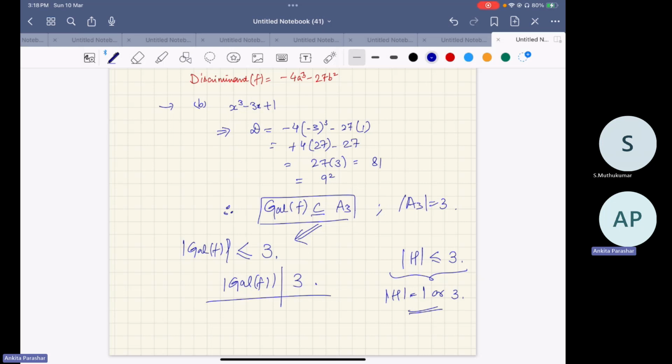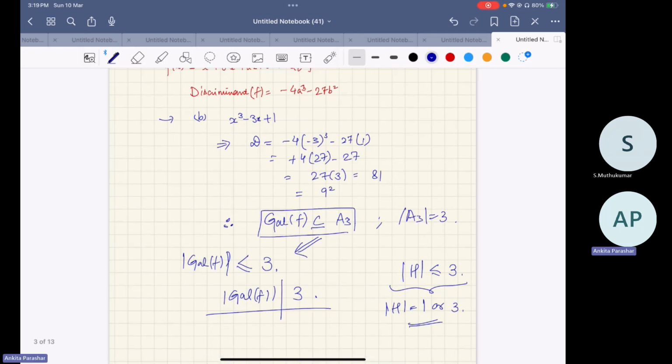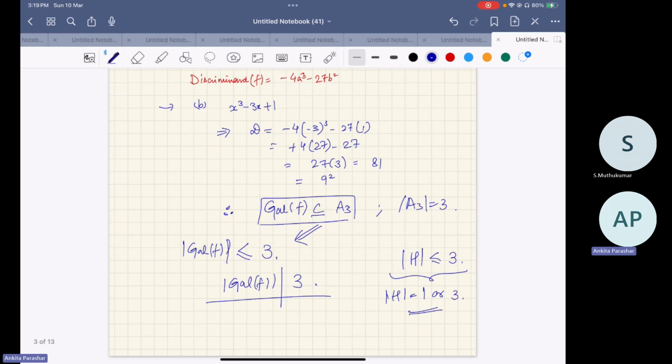You just have to claim that it cannot be 1. When would the degree be 1? If the Galois group consists only of the identity. But what does that mean? The Galois group of F is the Galois group of the splitting field of F over Q, so the splitting field would be Q itself. But here, all the roots are not in Q.